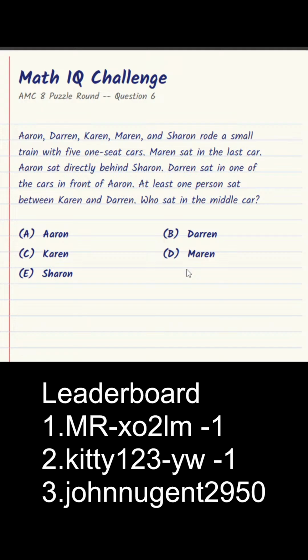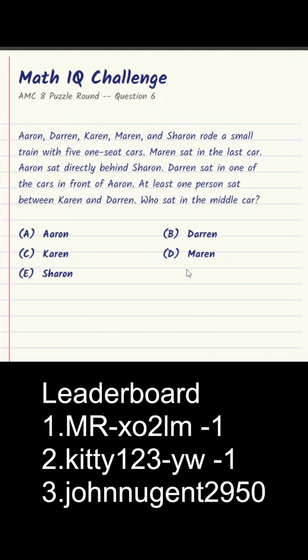So the next question is, we have some names. Aaron, Darren, Karen, Marin and Sharon rode a small train with 5 one-seat cars. So there was this train with five one-seat cars. Marin sat in the last car, so everyone has a car and it is of one seat only. And Marin sat in the last car. Aaron sat directly behind Sharon. Darren sat in one of the cars in front of Aaron. At least one person sat between Karen and Darren, who sat in the middle car.